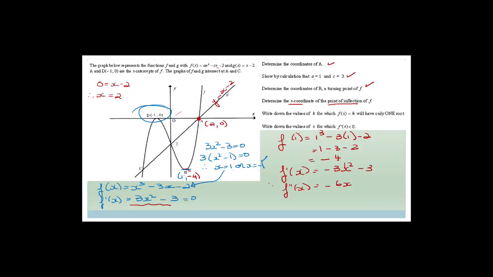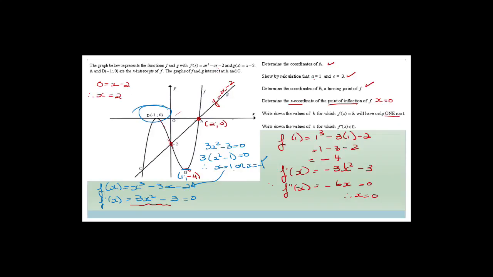That's it, because this became a 1. And this goes away. And when that equals 0, obviously x equals 0. So the x coordinate of this point of inflection is x equals 0. And if you look at the graph, it makes sense, because you can see that it actually changes from here to here. So it's actually going through a little bit of a change there. So that makes sense.